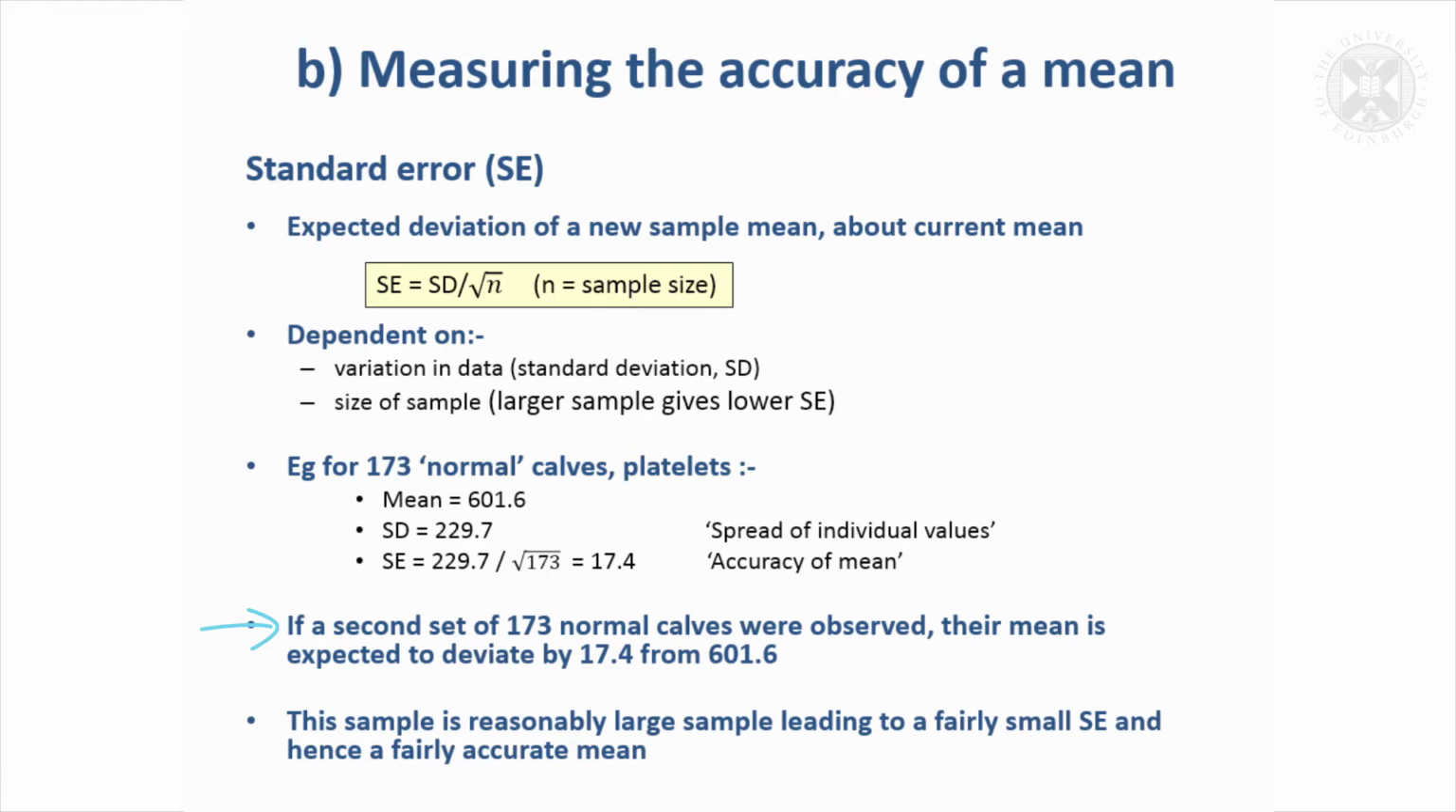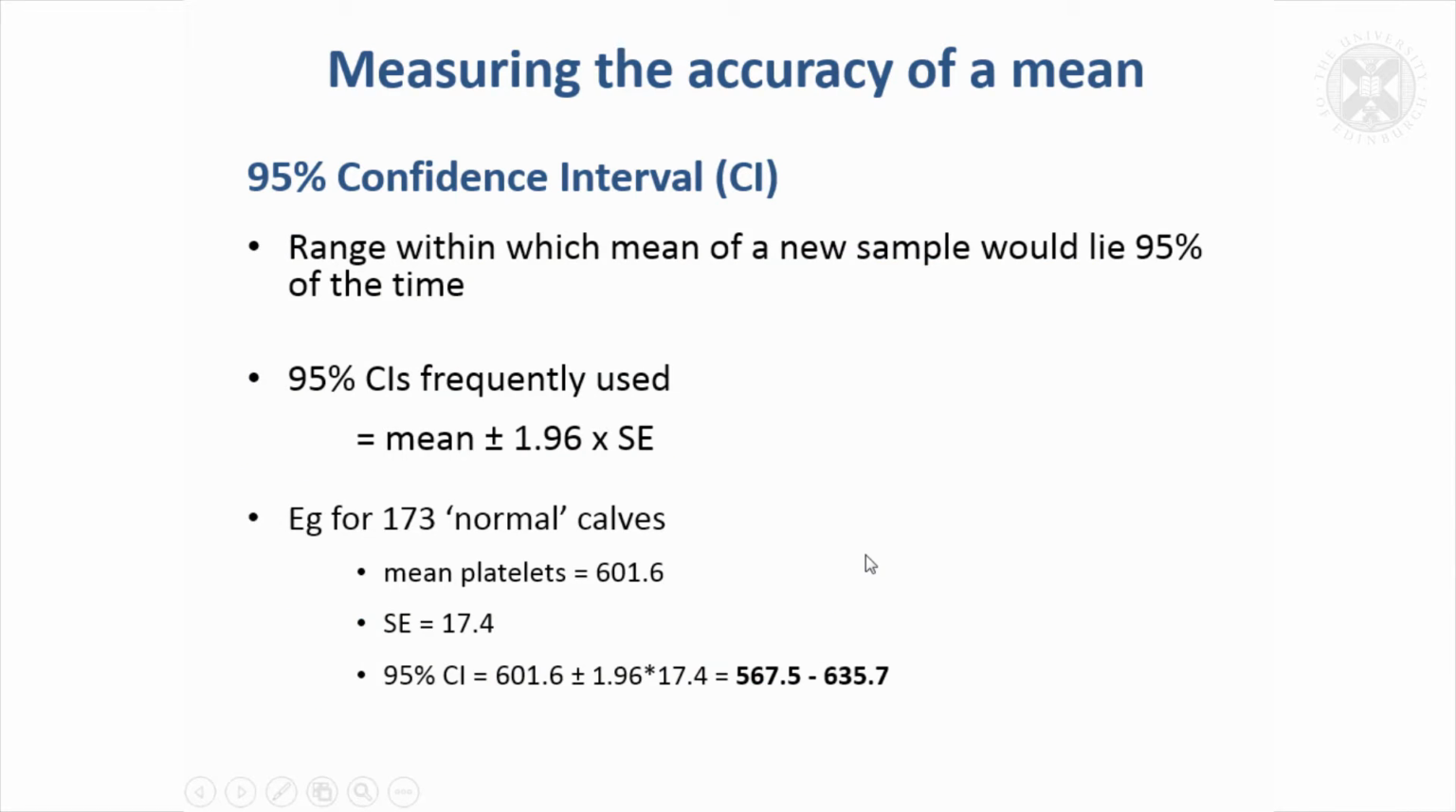If a second set of calves was observed, their mean is expected to deviate by 17.4 from 602. Of course, it won't do in every case, but that's what the expected difference is going to be. I've just put a comment there saying in this case we've got a reasonably large sample. We've got 173, so it's led to quite a small standard error. If we only had, say, 10 normal calves, we'd be looking at the square root of 10 here, and this standard error would be much larger, so we'd be much less certain about the location of the mean. So yes, standard errors are a key way of measuring the accuracy of the mean.